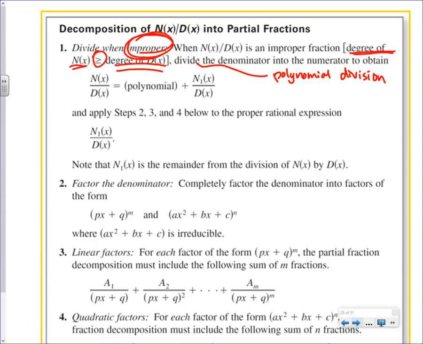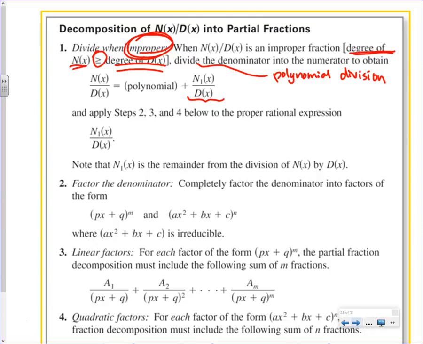Okay, after you divide, now, if it's not improper, you don't divide. Go to step 2. If it is improper, you divide first, then go to number 2 with the remaining fraction. If you divide, you're now only breaking up the remaining fraction. You already know the beginning.